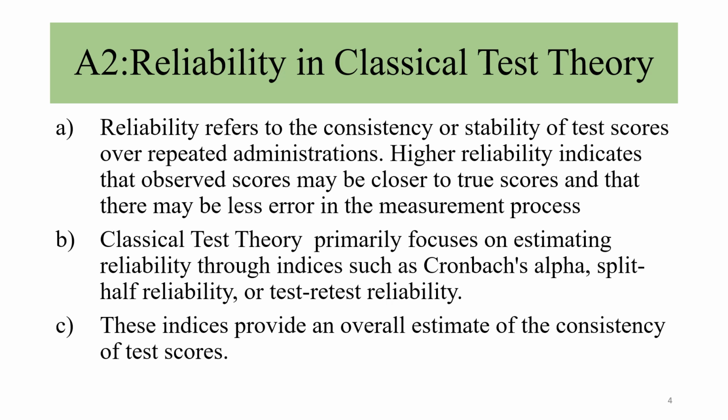These indices provide an overall estimate of consistency of test scores. So these measures mentioned above, that is Cronbach's alpha, split half reliability, and retest reliability, actually talk about the overall consistency of the test scores. Please keep in mind that we talk about the reliability of the test scores.